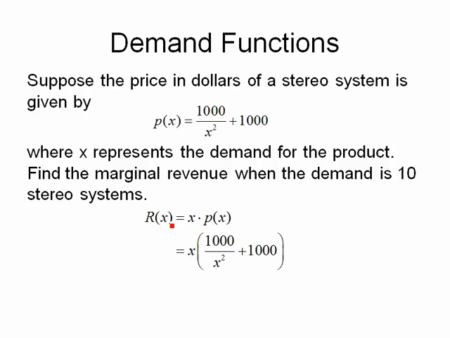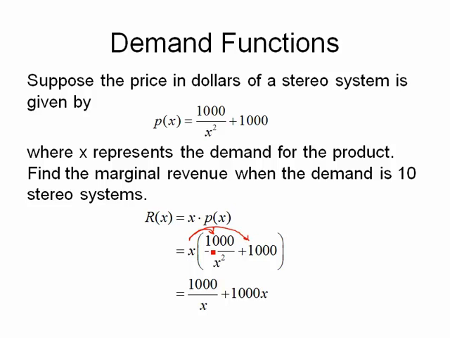So we're going to take R of x, and to get that, we're going to take x times P of x, or x times the quantity, 1,000 over x squared plus 1,000. Before we go any farther, let's try and simplify that. So I'm going to go ahead and distribute the x onto each one of the terms in parentheses.